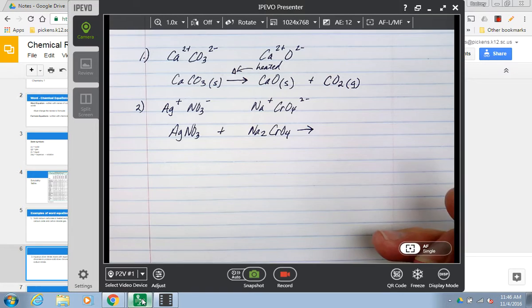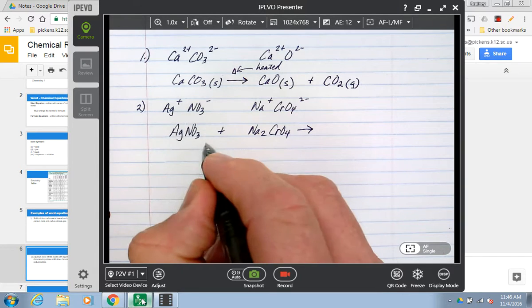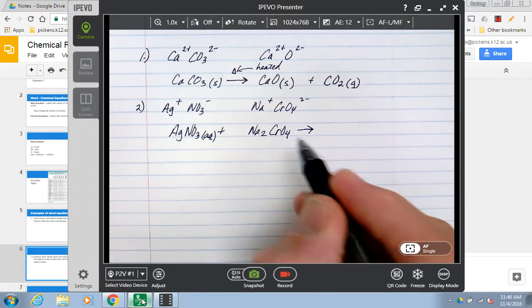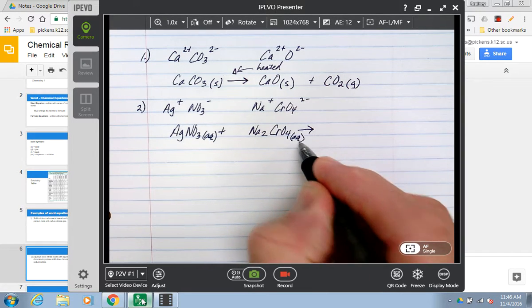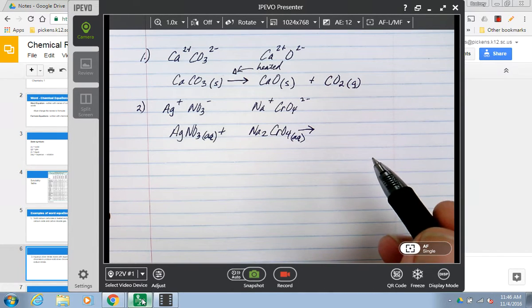Solid silver chromate. So, oh, wait a minute. I forgot to go back. I forgot to write the state symbol. So let me go back. It says this was aqueous, so we need to put the AQ there. Okay, almost forgot that. And it says that this one was aqueous as well, so we should put the AQ there as well. So I have to kind of squeeze that one in. It should go right before the arrow, but I almost forgot to do that.